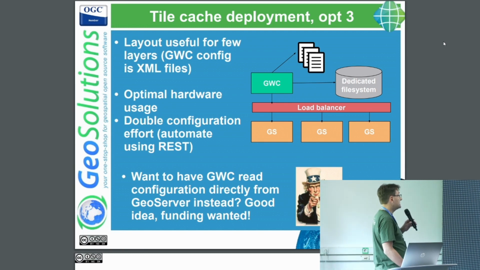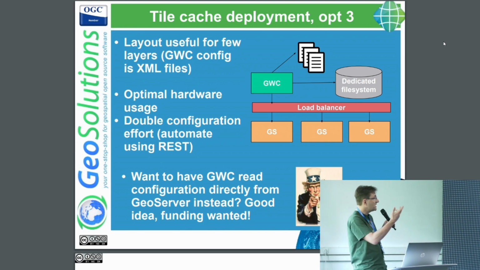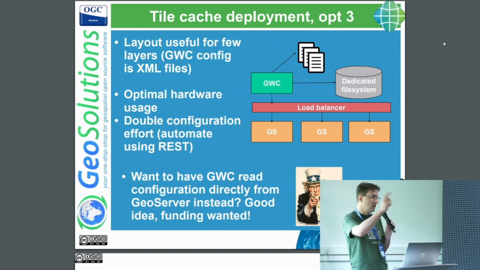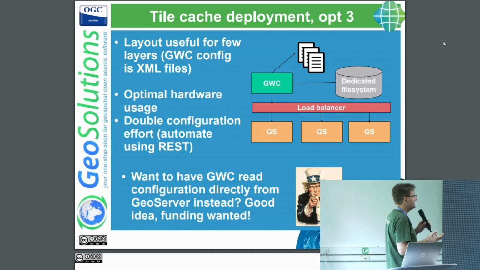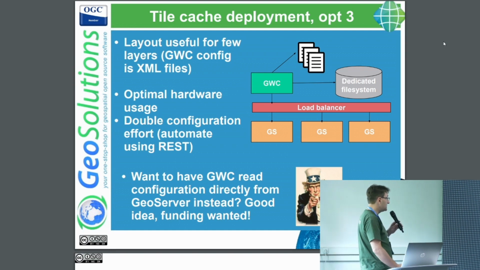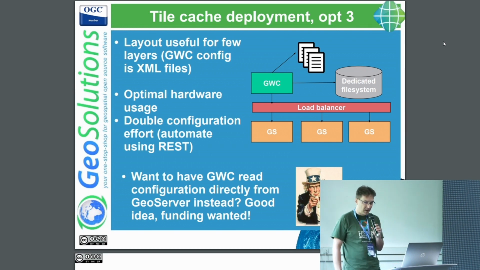And what's the downside? Well, you have to do double configuration effort. GeoServer has its own layer configuration. GeoWebCache has its own separate XML tile layer configuration. Keeping the two in sync can be annoying. You can use the REST API if you want to automate the configuration of the layer on one side and the other at the same time, which is often what people using this model end up doing. It would be nice if GeoWebCache could just read the configuration directly from GeoServer, but we don't have a module for it available in the GeoServer project. It's a good idea. If you want to fund this development, we are all ears.